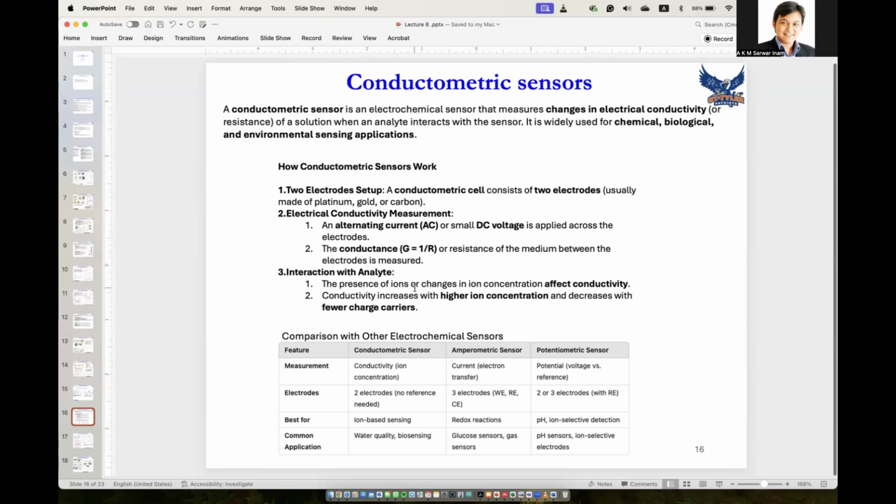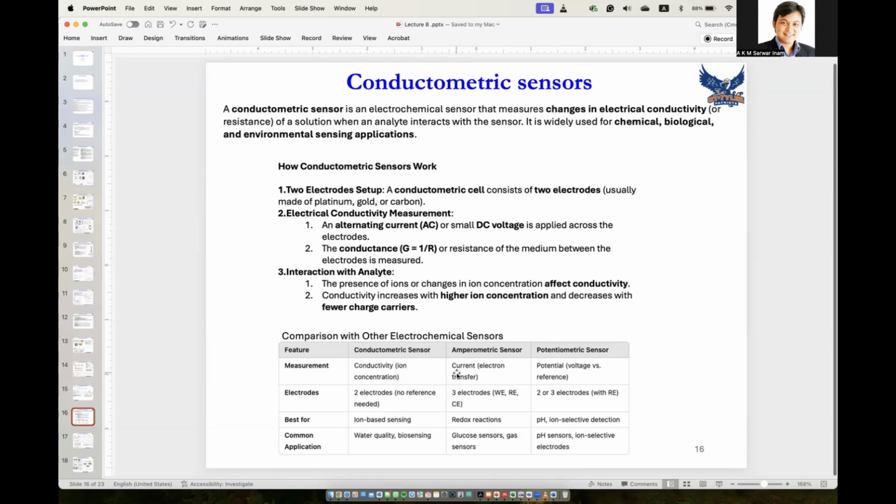So how does it work? It needs a two-electrode setup, not three electrodes. It needs only the working electrode and the reference electrode. Mainly these two electrodes are usually made of platinum, gold, or carbon. And the electrical conductivity measurement, how will you measure it? An alternating current or small DC voltage is applied across the electrodes, and then the conductance or resistance of the medium between the electrodes is measured.